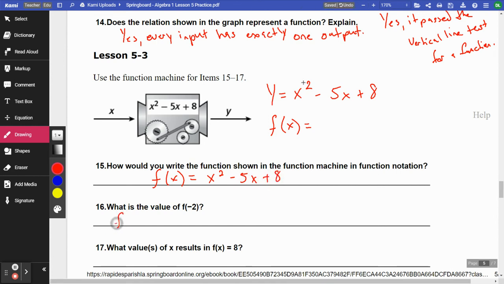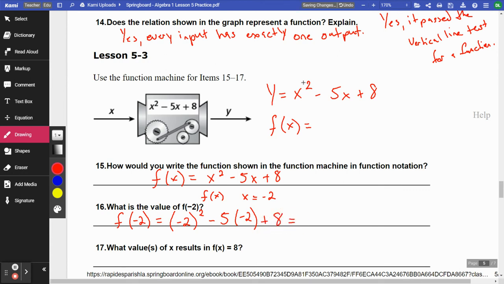What is the value of f of -2? Well, if this is the f of x, then it's saying that x is -2. So it just wants us to plug in a -2 wherever I have an x. So this is saying -2 squared minus 5 times -2 plus 8.